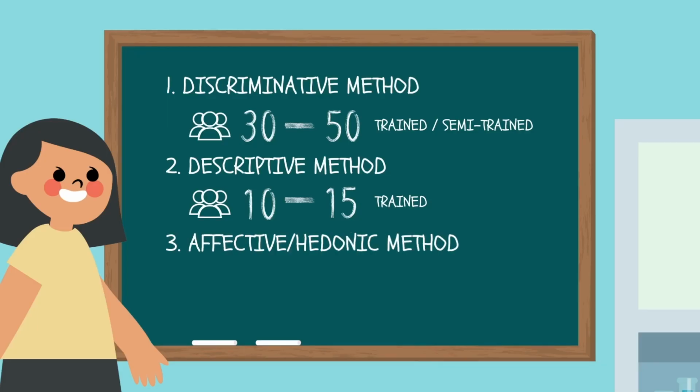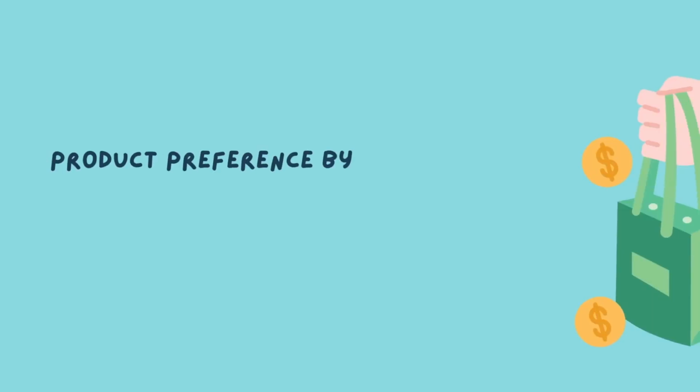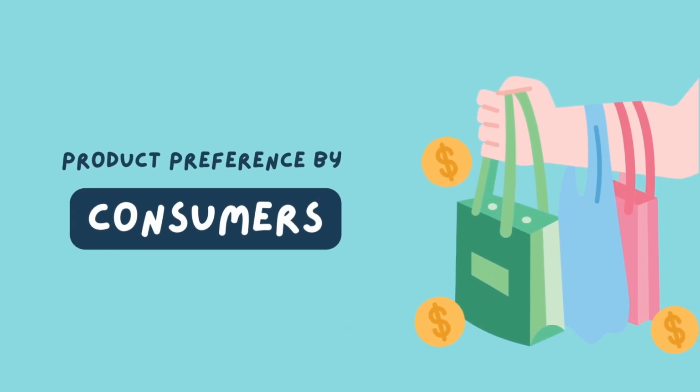Meanwhile, the hedonic method measures the level of preference by consumers. Thus, the number of panelists required for this method must be very large to be able to obtain validation of the level of product preference. In addition, the assessment is also carried out by untrained panelists, who in this context are consumers, because only an evaluation of the level of preference for the product will be carried out.